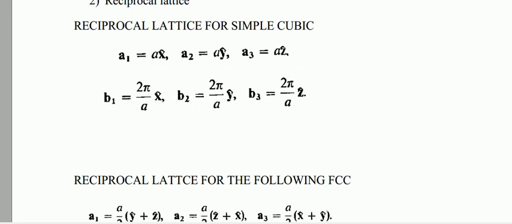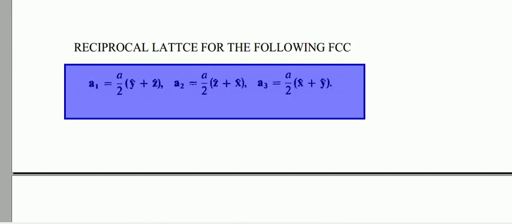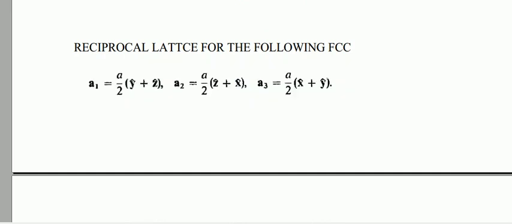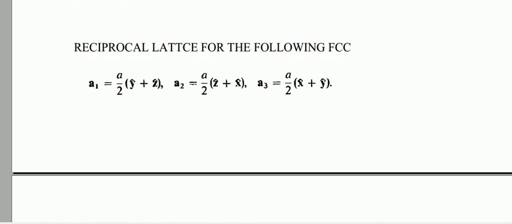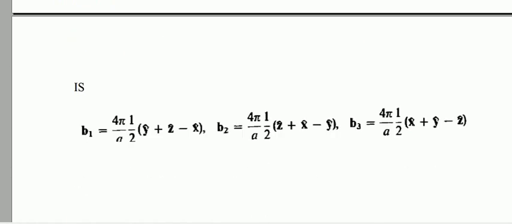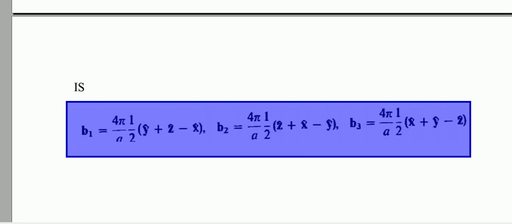This was for simple cubic. Similarly, for fcc, you are given a real world a1, a2 and a3. You can use the same formula that I mentioned in the other page. Use this formula, and then you find the reciprocal vector, and you find that the reciprocal vector is this. All you need to do is work with dot product and cross product. It's very easy, not that difficult.